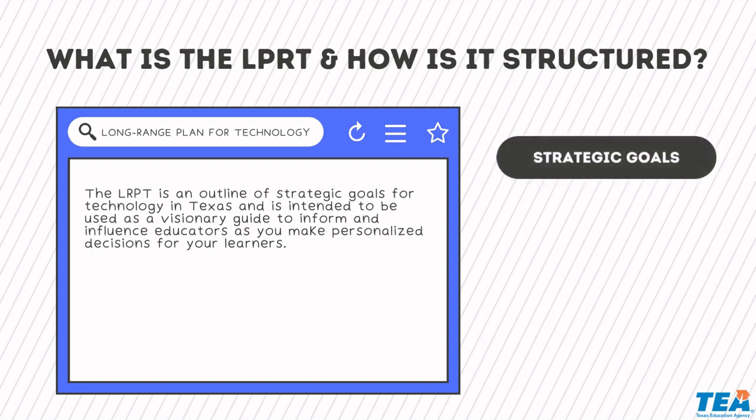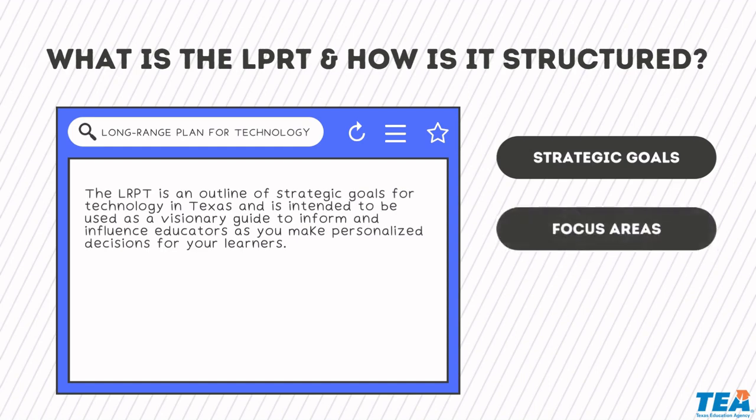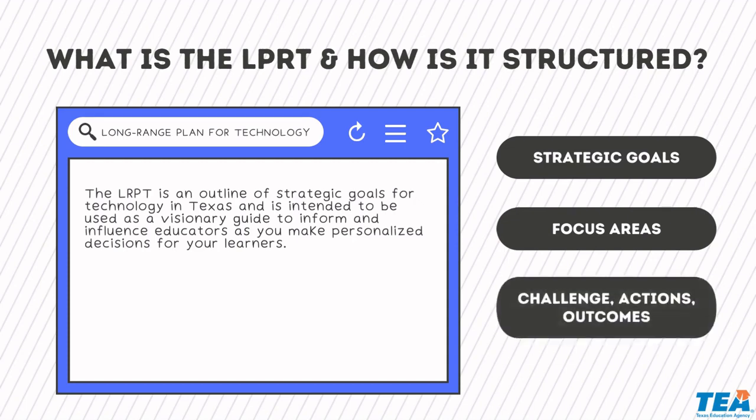The LRPT is structured into 6 strategic goals. Each strategic goal has 3 focus areas defined within it to help guide strategy creation. Each focus area is further broken down to include the biggest challenge, suggested actions, and short and long-term outcomes.